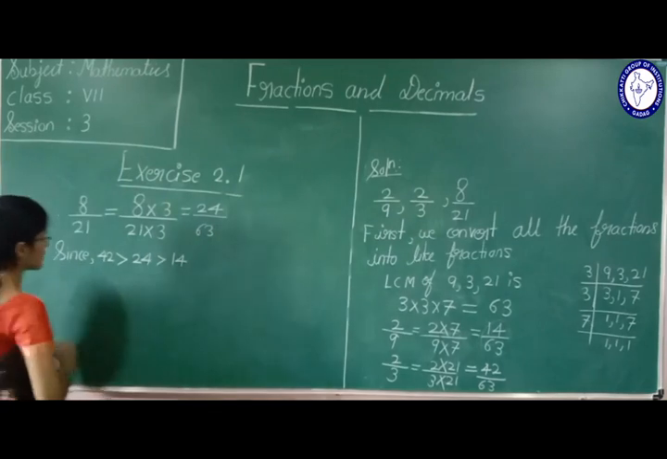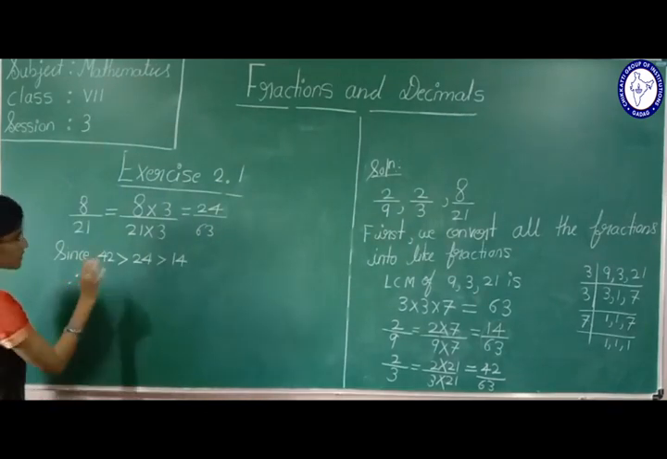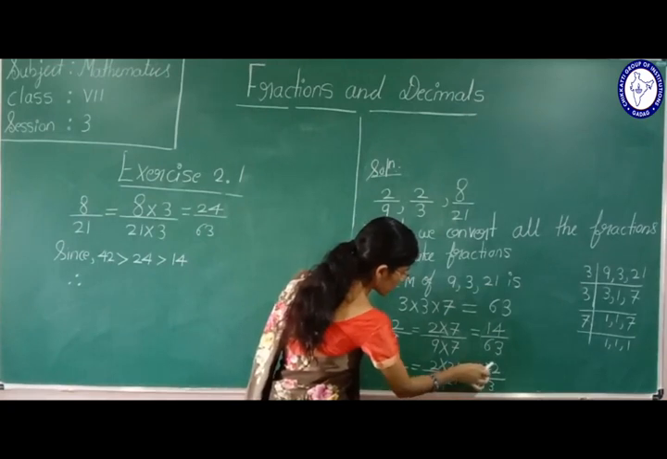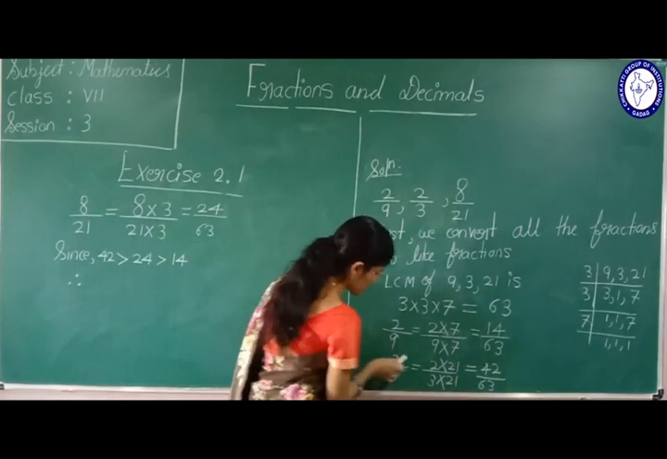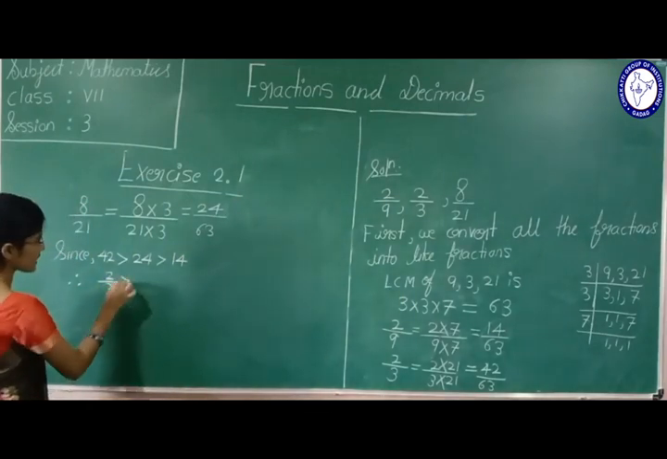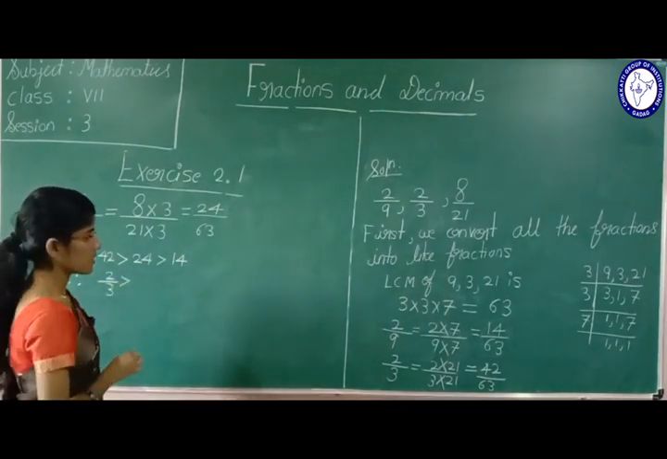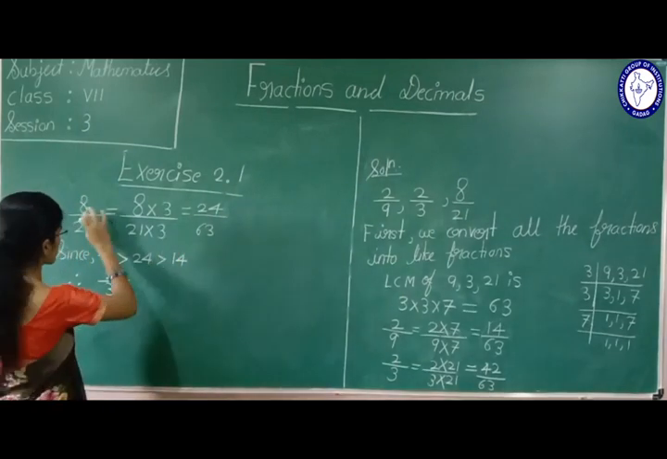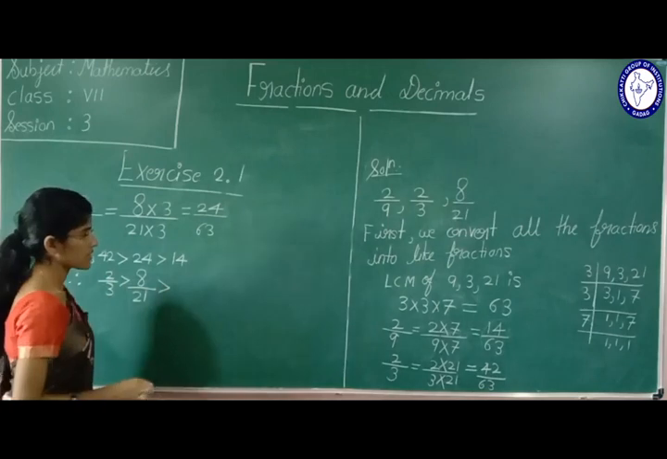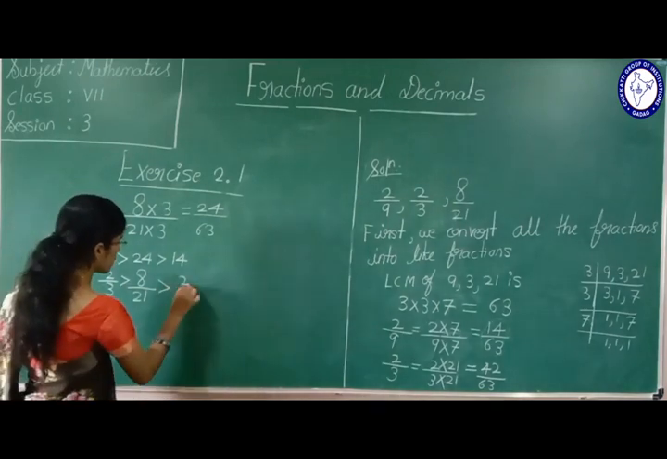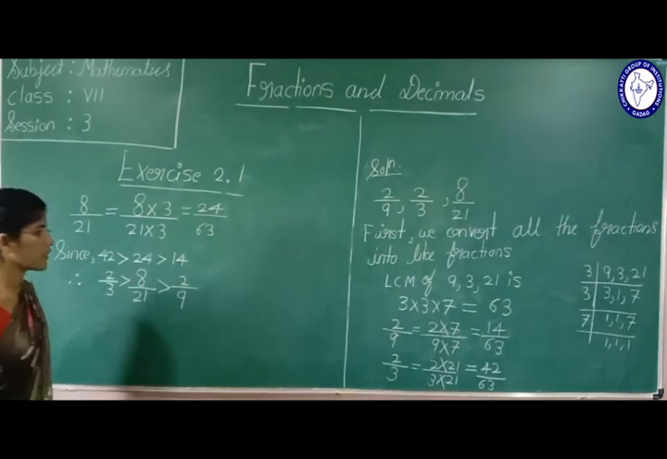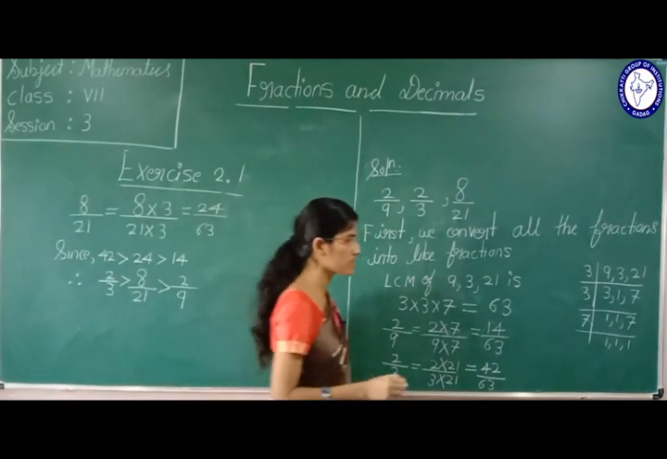Now see, 42 by 63, no, here 42 is bigger first, means here 2 by 3. 2 by 3 is greater than 24. It is 8 by 21 bigger than 2 by 9. Is it understood? First we have to convert into like fractions.